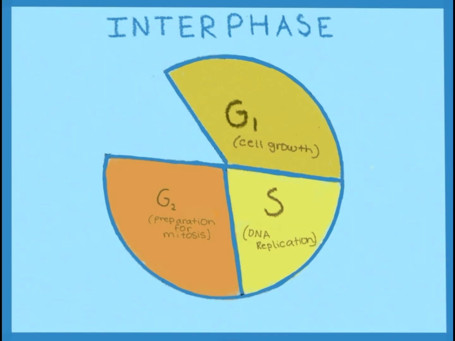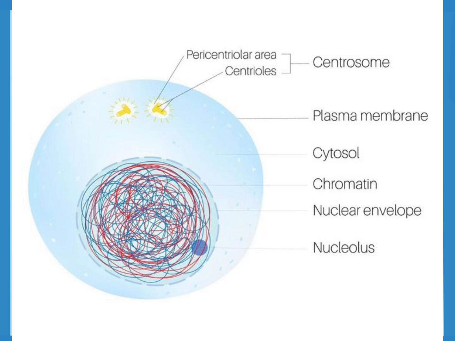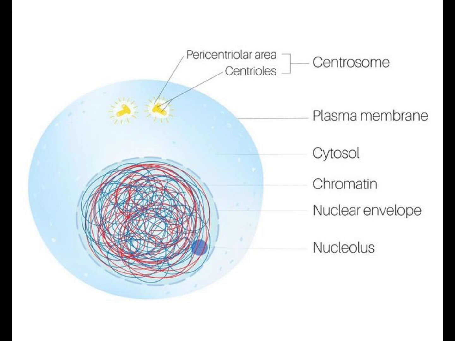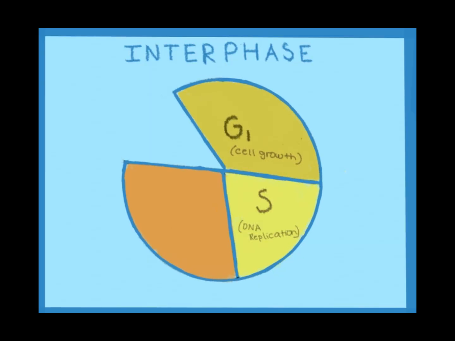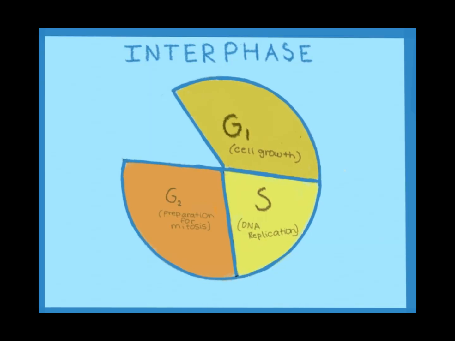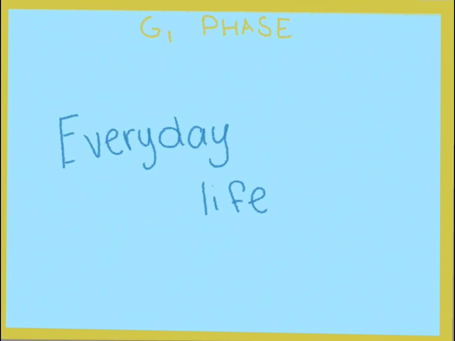Interphase is where the cell spends about 90% of its life. The DNA isn't tightly packed yet. Instead, it's relaxed inside the nucleus, so the cell can read the genetic instructions. Interphase consists of G1, S, and G2, which are part of the cell cycle. First up in the interphase is the G1 phase, which stands for gap 1. Think of this as the cell's everyday life.